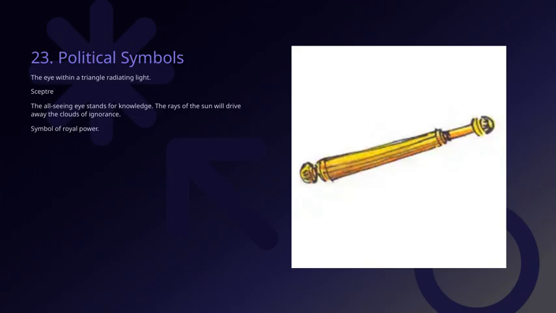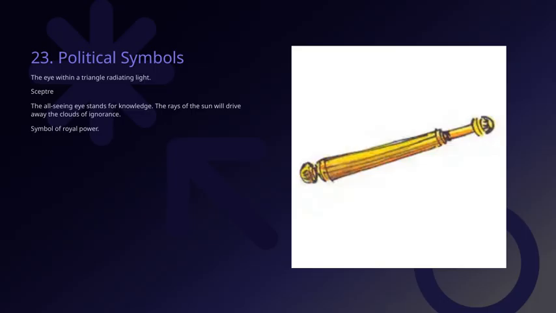Here we see the eye within a triangle radiating light. This symbol is quite iconic and carries a lot of meaning. The all-seeing eye represents knowledge and awareness. It's a symbol of enlightenment and insight. The rays of the sun emanating from it are like a metaphor for truth and understanding, driving away the clouds of ignorance that can obscure our vision.